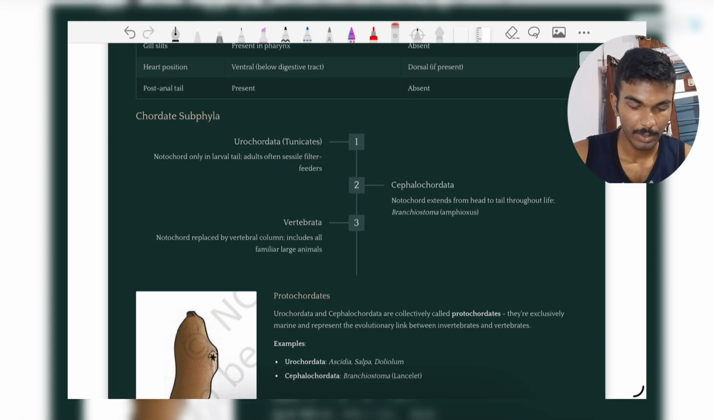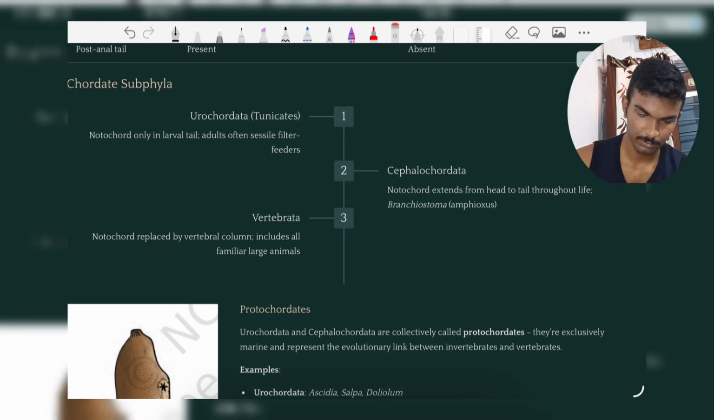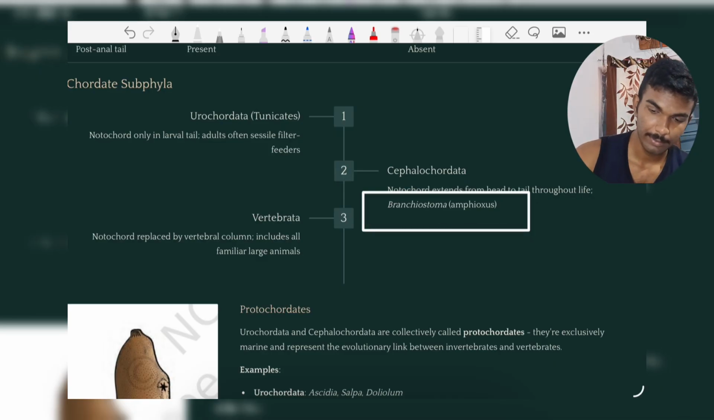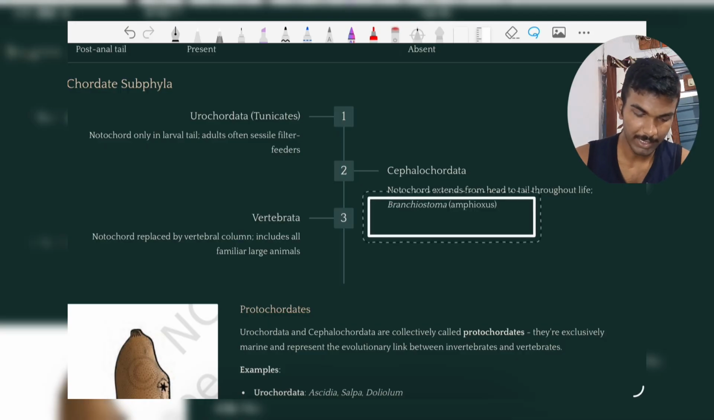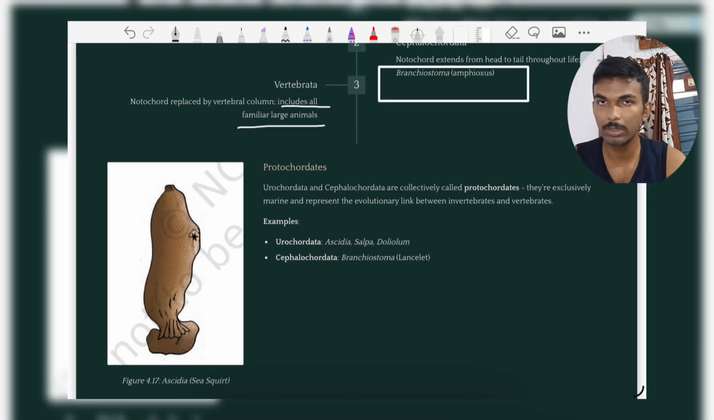Chordate subphyla. Urochordates, the tunicates: notochord only in the larval tail. Adults are often sessile filter feeders. Cephalochordates: notochord extends from head to tail throughout life. Branchiostoma, also called Amphioxus. And vertebrates: notochord is replaced by the vertebral column. They include all familiar large animals like fish, birds, mammals.